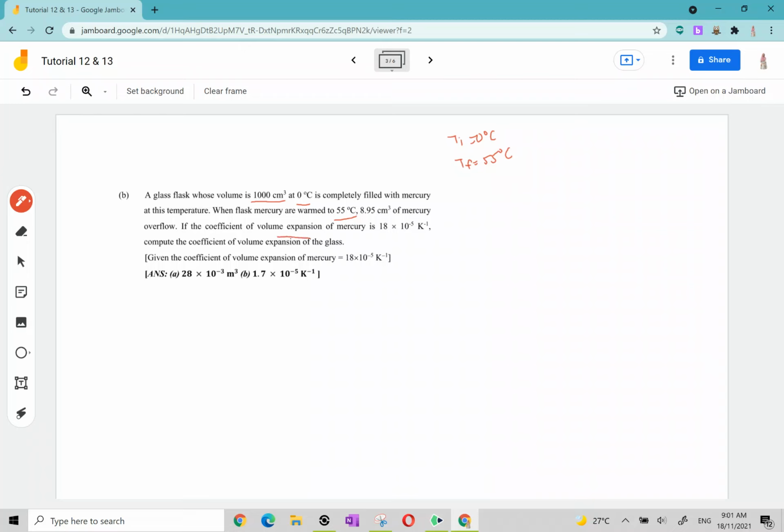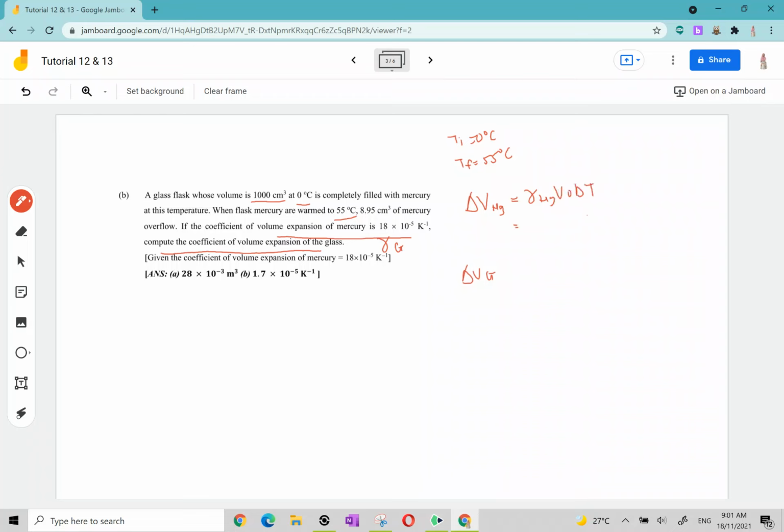If the coefficient of volume expansion of the mercury is 18 power of negative 5 per Kelvin, compute the coefficient of volume expansion of the glass. So dia nak cari bagi glass. Untuk ini kita pun kena relatekan dengan delta V bagi mercury, itu Hg. Dan kita kena cari juga delta V bagi glass. So kita kira dulu delta V bagi mercury.